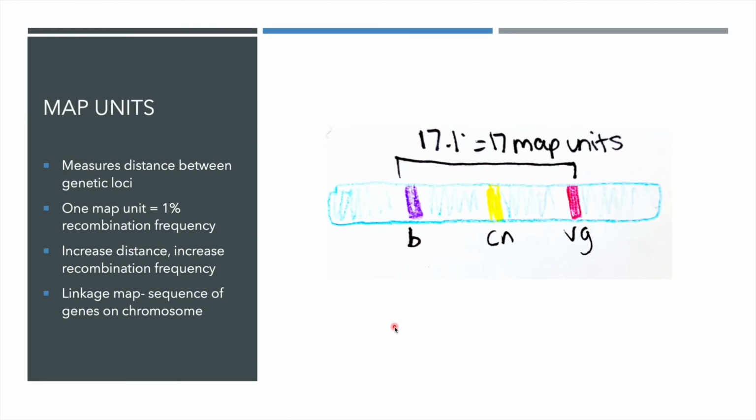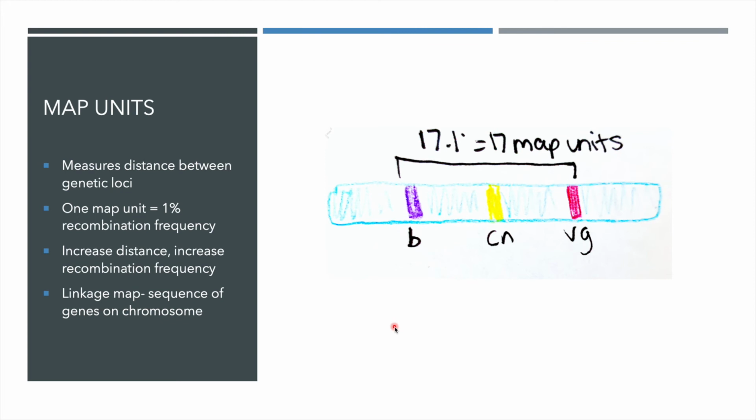Lastly, let's talk about map units. The probability that crossing over takes place between two genes is directly proportional to the distance between the genes. Map units measure the distance between genetic loci. One map unit is also known as a centimorgan, and it equals a 1% recombination frequency. Map units are used to distinguish the sequence of genes on the chromosome. If you increase the distance between genes, the recombination frequency increases.